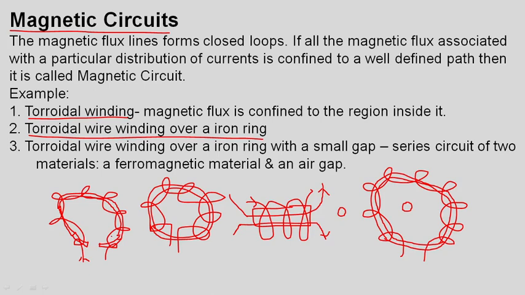So just like current electricity, your series combination. In the magnetic circuits also there is a series combination, but here the series combination may be made up of the gap and different ferromagnetic materials. So this is what is called a magnetic circuit.